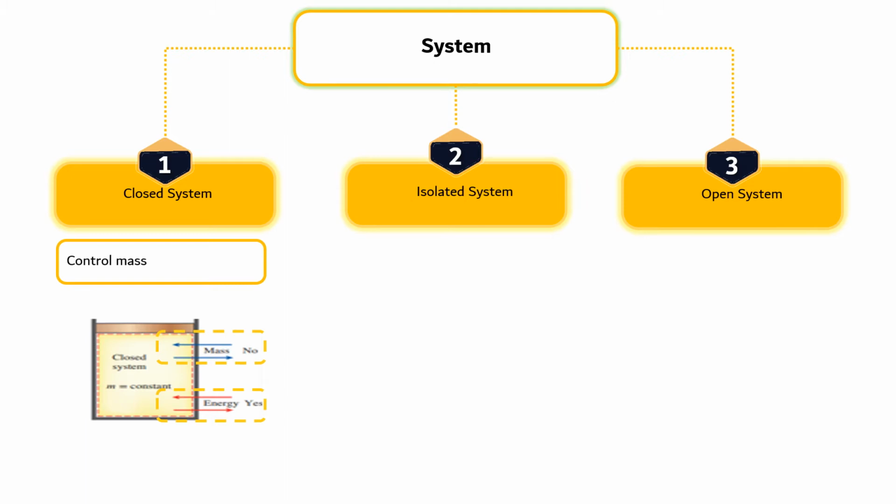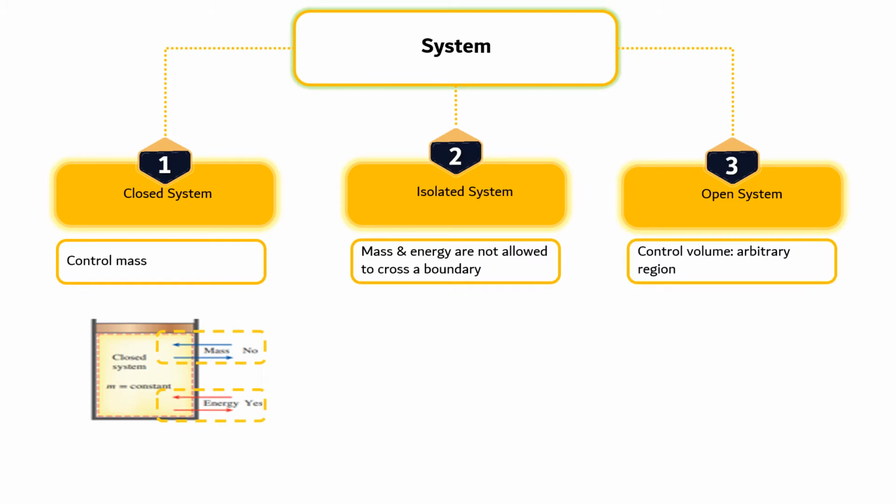For an isolated system, both mass and energy are not allowed to cross the boundary. An open system, which is also known as a control volume, is a properly selected region in space. Both mass and energy can cross the boundary of a control volume. All devices that involve mass flow should be analyzed as open systems instead of closed systems. In general, any arbitrary region in space can be selected as a control volume. There are no concrete rules for the selection of control volumes, but the proper choice certainly makes the analysis much easier.